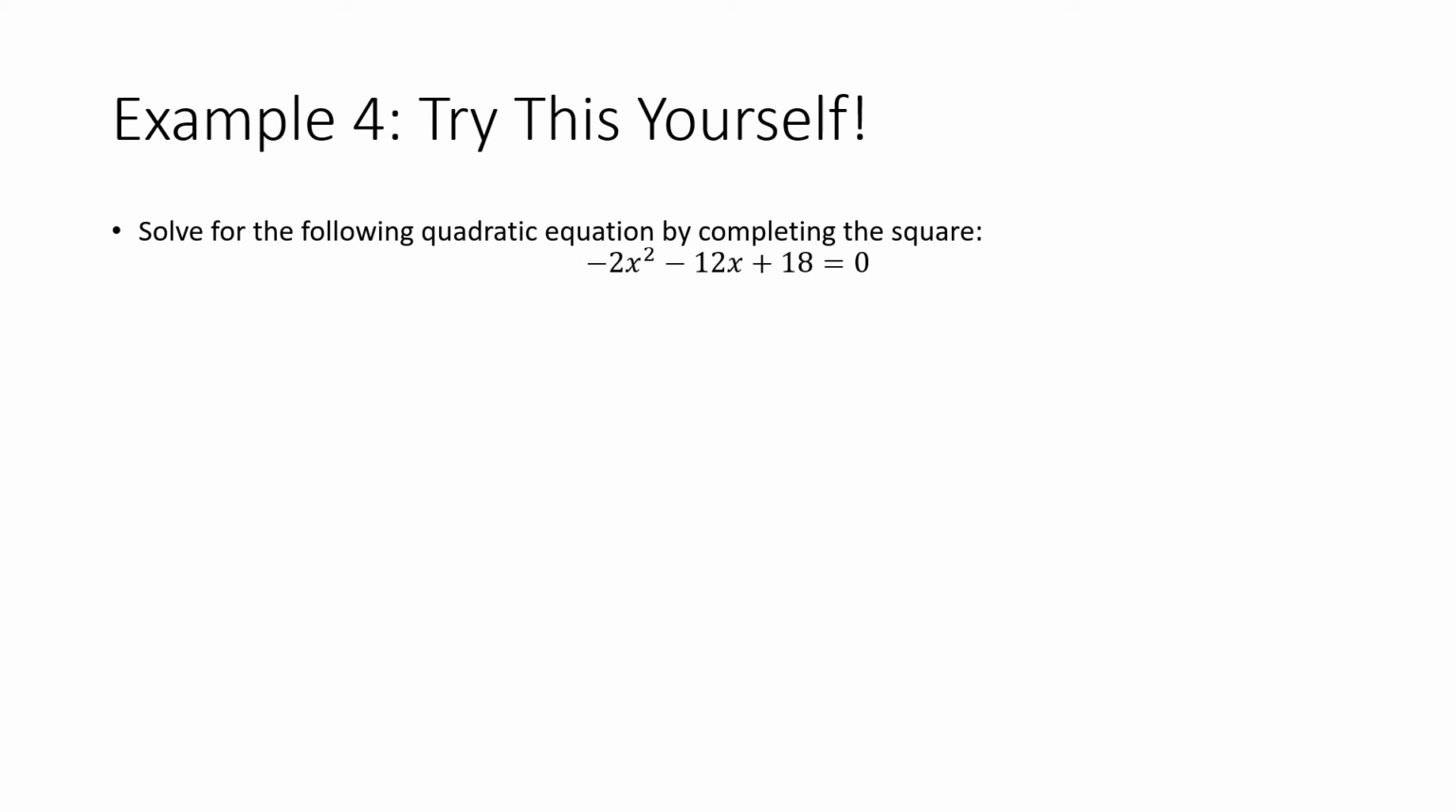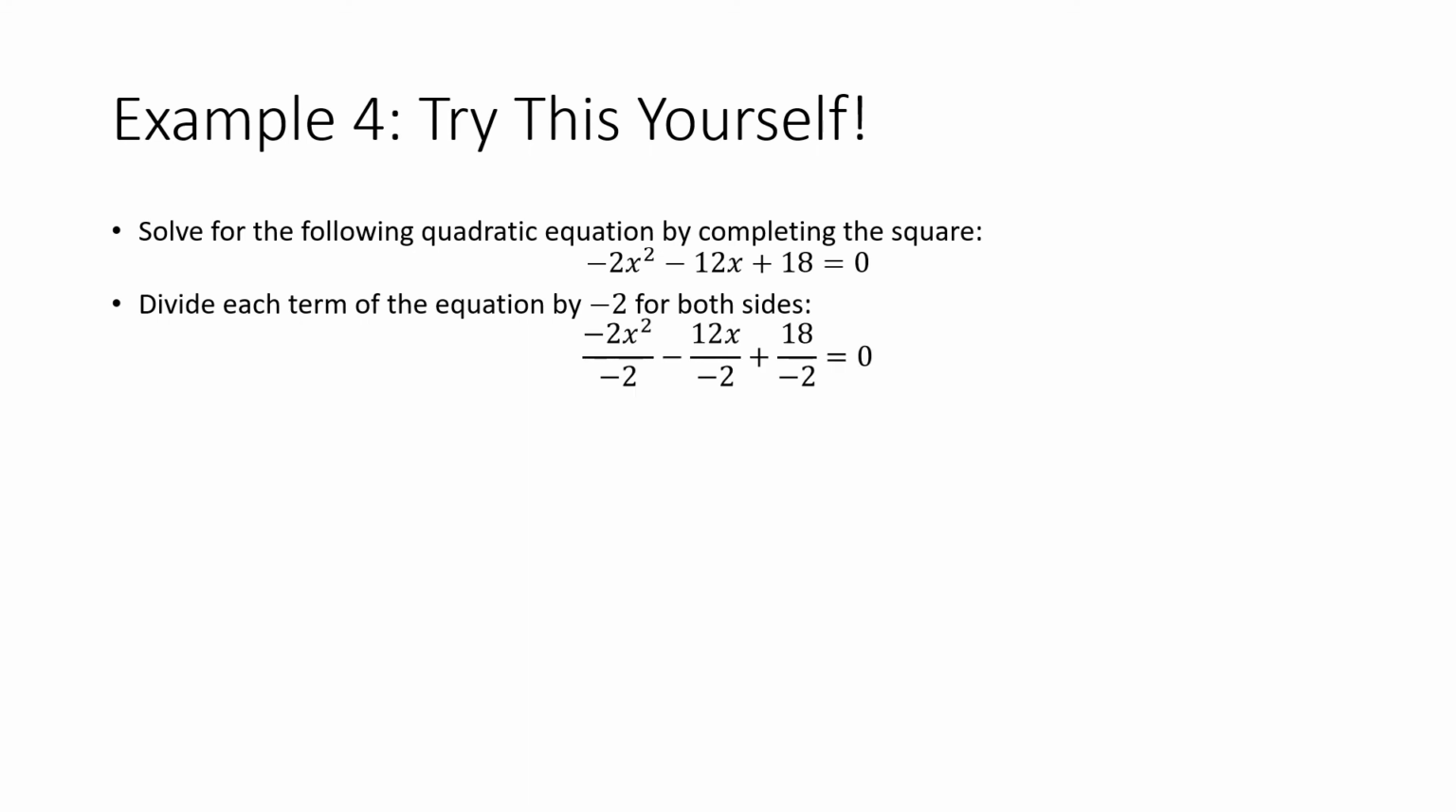So in this quadratic equation we have an a value of negative 2, with the negative 2x squared. So we've got to get rid of that. We will first divide each term of the equation by negative 2. So the negative 2 goes out from the negative 2x squared. The negative 12x is divided by negative 2. 18 is divided by negative 2. Zero divided by anything is 0. So this is what you should get.